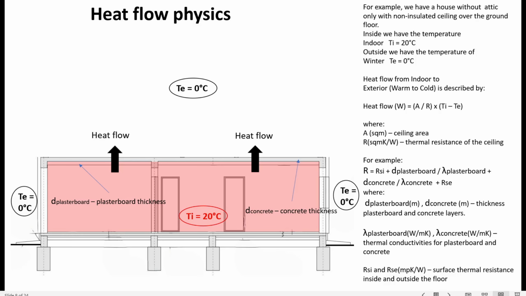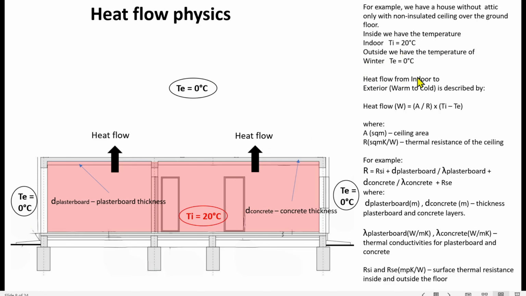Let's discuss a little about heat flow physics. For example, we have a house without attic, only with non-insulating ceiling over the ground floor. Inside we have the temperature TI of 20 degrees. Outside we have the winter temperature, exterior TE, of 0 degrees.